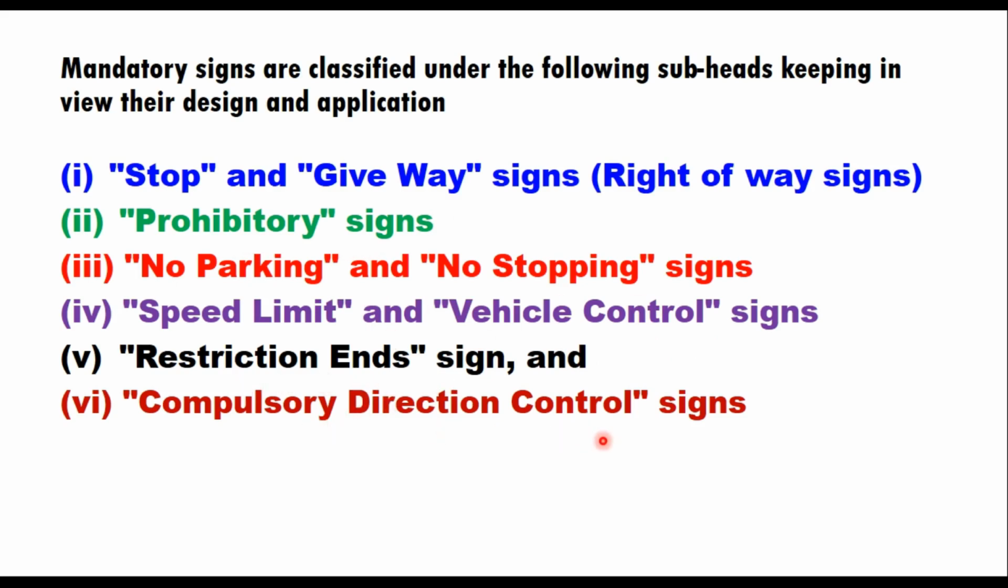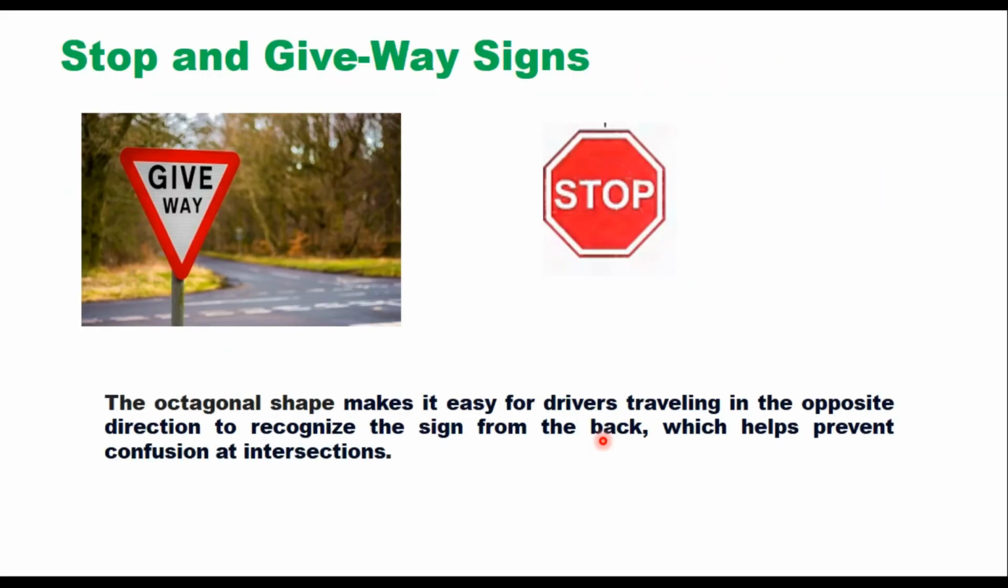Now the stop and give way signs are generally placed before the intersection, and this octagonal shape makes it easy for drivers traveling in the opposite direction to recognize the sign from the back, which helps prevent confusion at the intersection. Similarly, this inverted triangular sign is a yield sign or give way sign, generally found before the roundabouts or before the pedestrian crossing. And when a driver faces this sign, it is mandatory to reduce the speed.